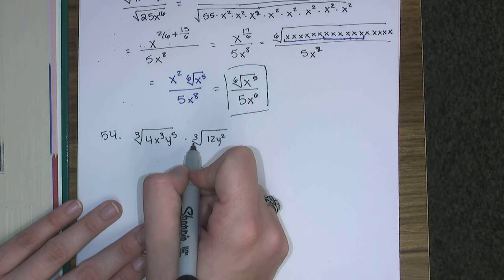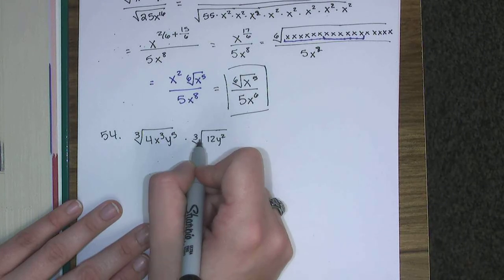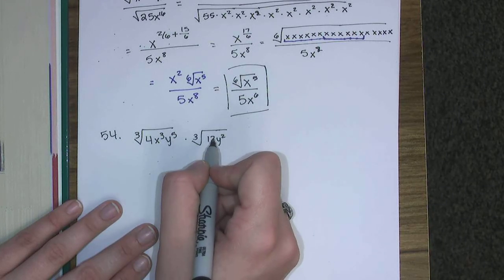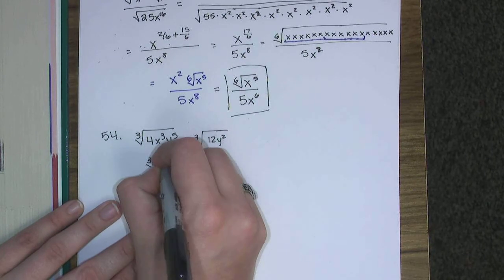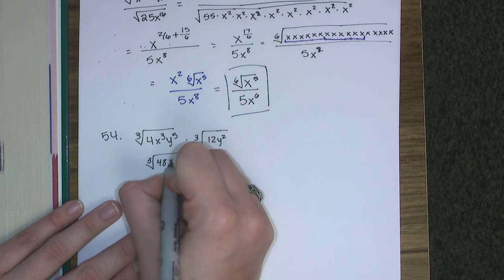So the cube root of, I'm going to go ahead and write it that way since I said it, cube root of 48 x cubed y to the 7th. Remember, we're adding exponents because we're being multiplied. So now I need stuff in groups of 3.